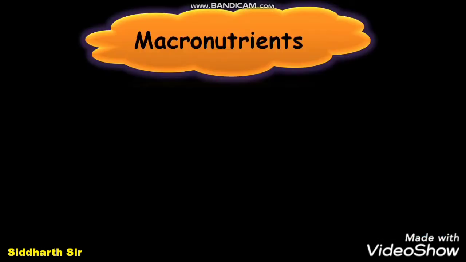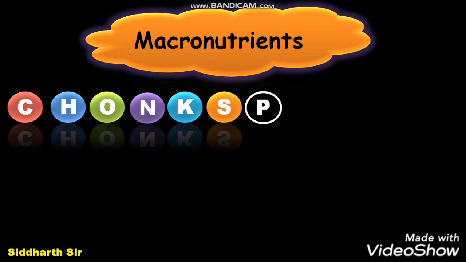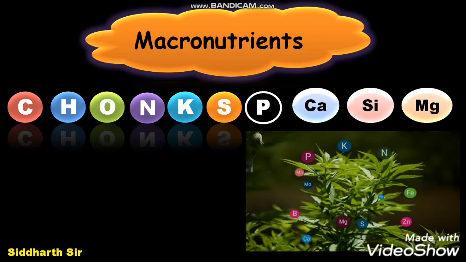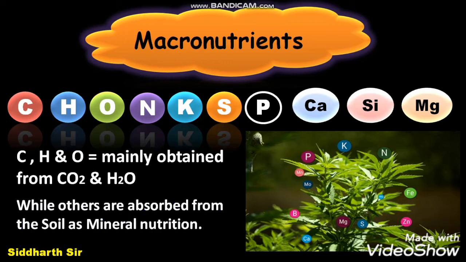Okay, now see, let us discuss some examples of the macronutrients, which are carbon, hydrogen, oxygen, nitrogen, potassium, sulfur, phosphorus, calcium, silicon and magnesium. Okay, friends, I have prepared one formula to remember all these macronutrients, and the formula is John KSP Casimeja. Okay, John, that is C-H-O-N, KSP, Casimeja, C-A-S-I-M-G. From these elements, carbon, hydrogen and oxygen, plants obtain these three elements from CO2 and water, while the others are absorbed from the soil as mineral nutrition. Okay, so C-H-O-N, John, K-S-P, Casimeja.